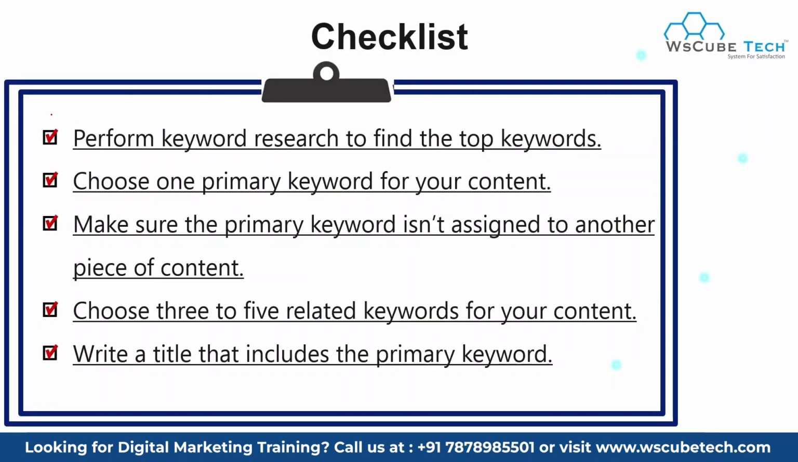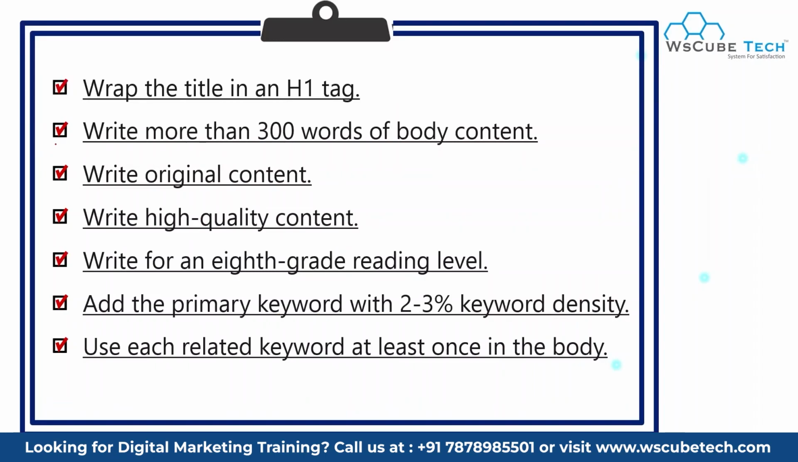So the first factor is keyword research. You have to perform keyword research to find the top keywords. Choose one primary keyword for your content and make sure that the primary keyword is not assigned to another piece of content. Choose 3 to 5 related keywords, or you can say semantic keywords, for your content. Write a title that includes the primary keyword. Wrap up the title in an H1 tag.